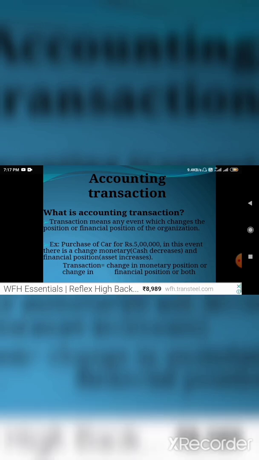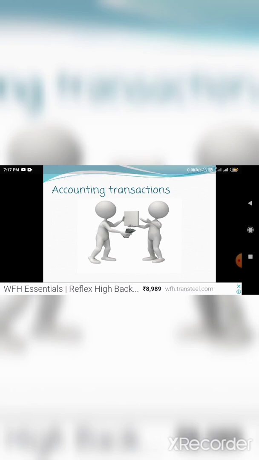Below, they have given the transaction as a simple formula: transaction is equal to change in monetary position or change in financial position or both. So you have seen here the accounting transaction is giving an item to him, and he is giving money for the labor.